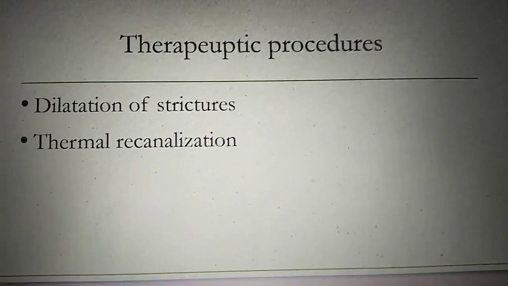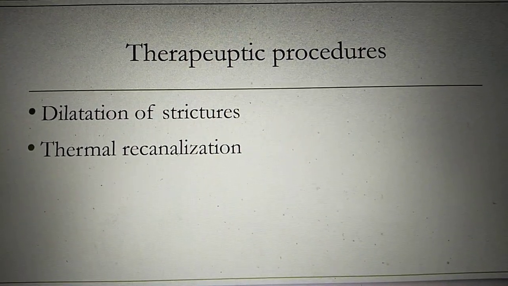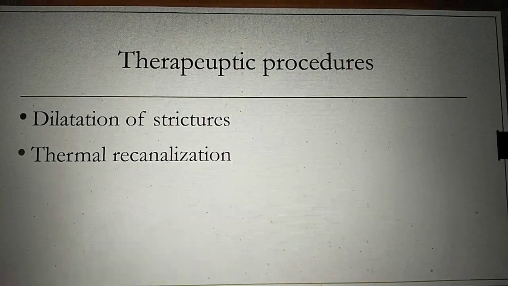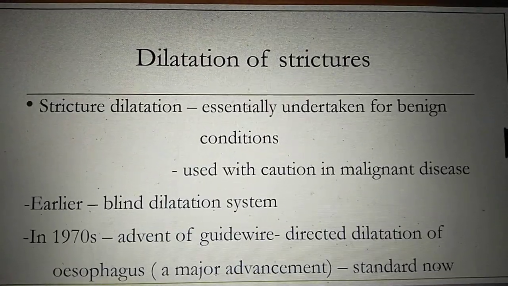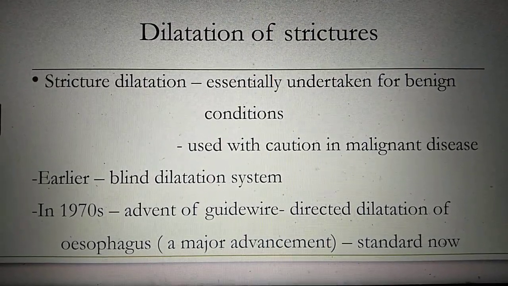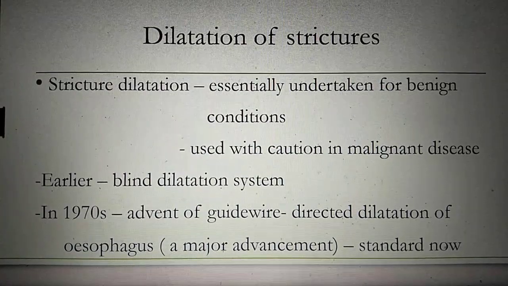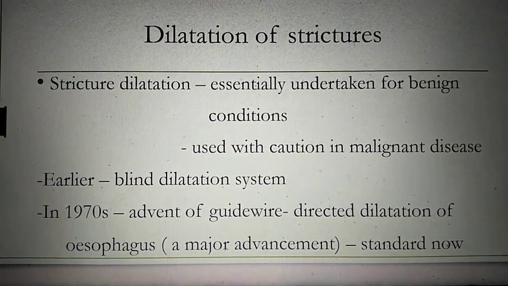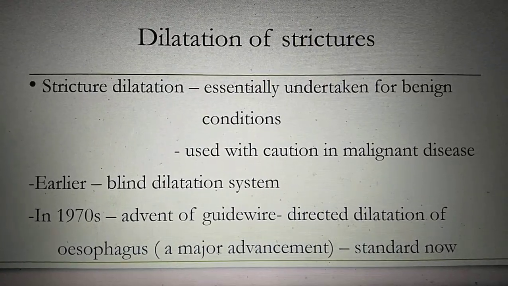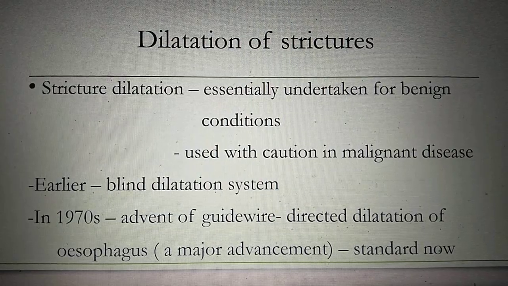Now in therapeutic procedures, basically there are two things: dilatation of strictures and thermal recanalization. Dilatation of strictures should essentially be for benign conditions only. Whenever we are dilating strictures in malignant disease, we should be very careful not to perforate the esophagus.